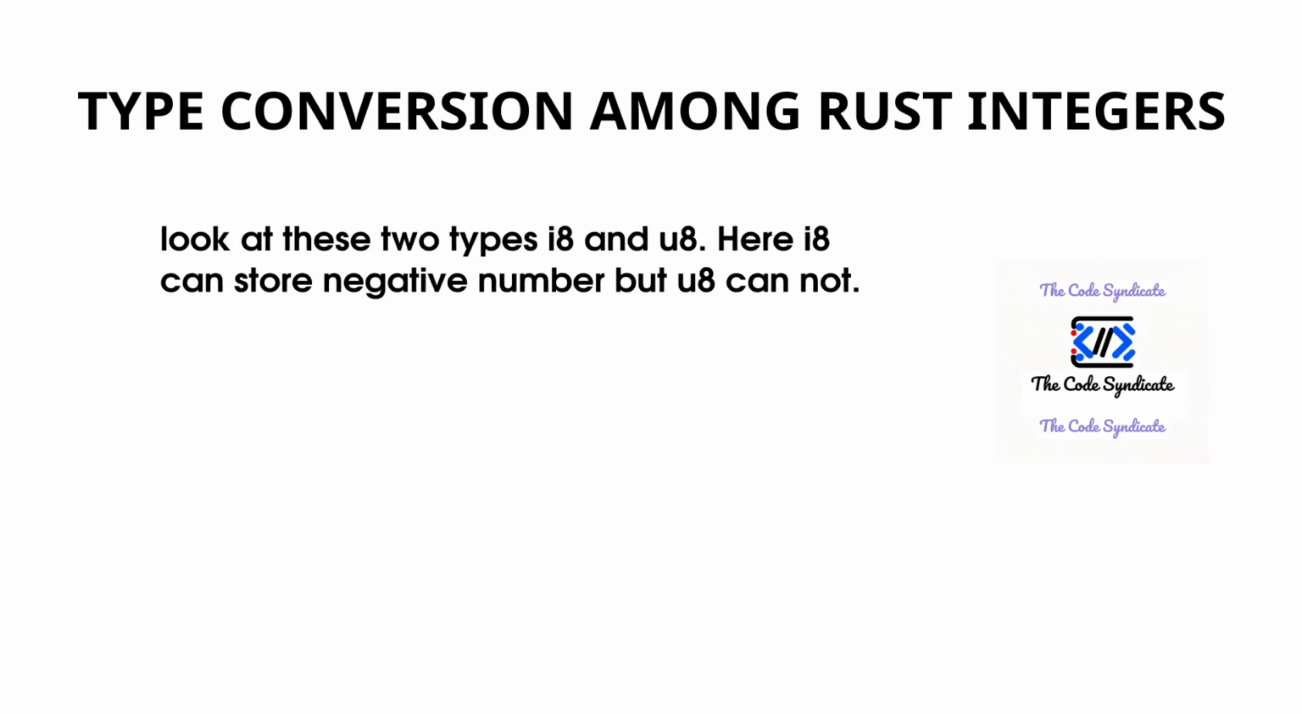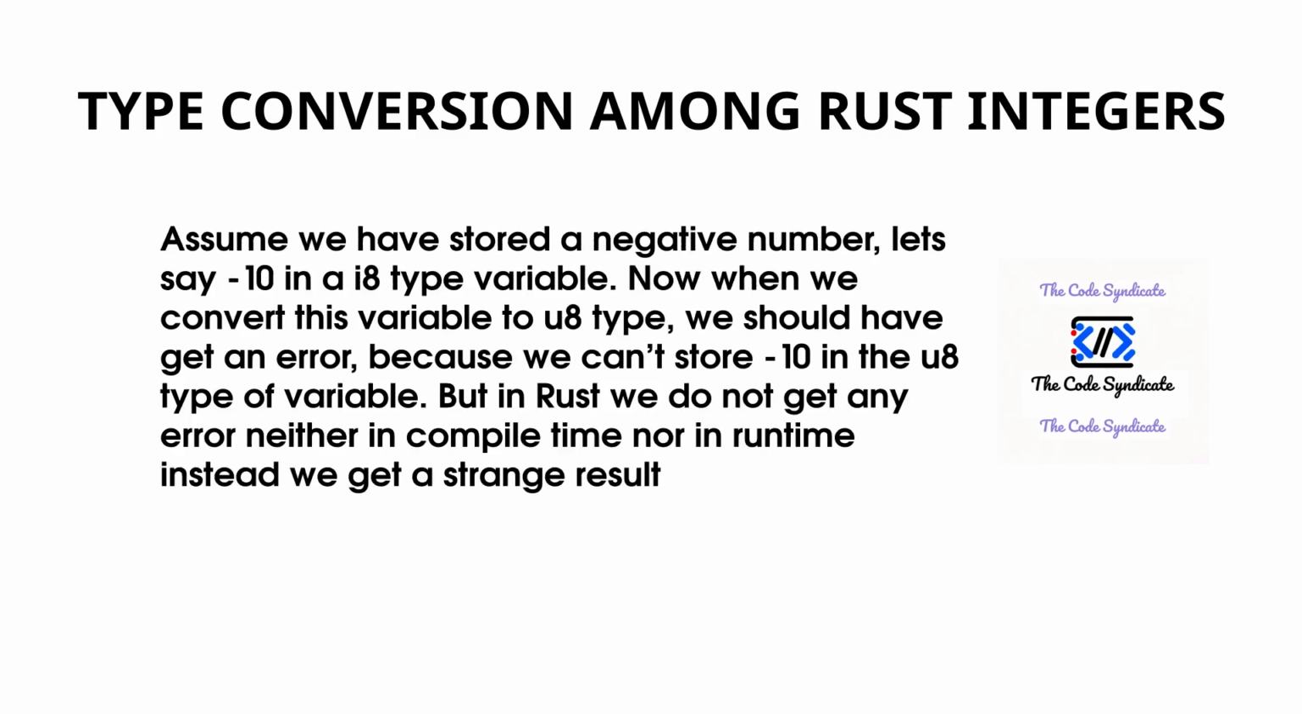Look at these two types, i8 and u8. We know i8 can store negative numbers but u8 cannot. Assume we have stored a negative number, let's say -10, in an i8 type variable. Now, when we convert this variable to u8 type, we should get an error because we can't store -10 in the u8 type of variable. But in Rust, we do not get any error, neither in compile time nor in runtime. Instead, we get a strange result.